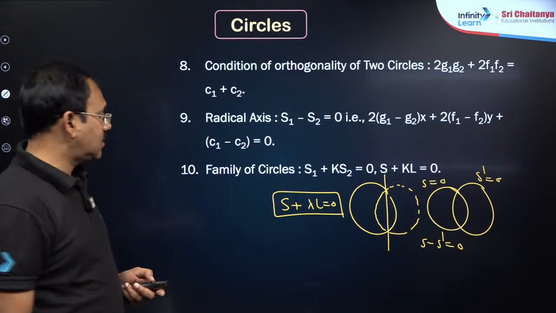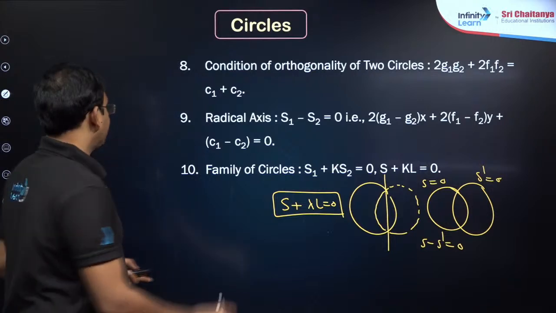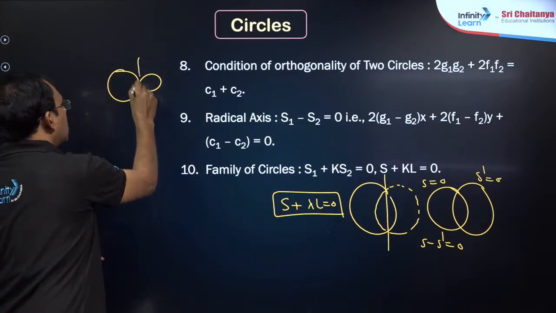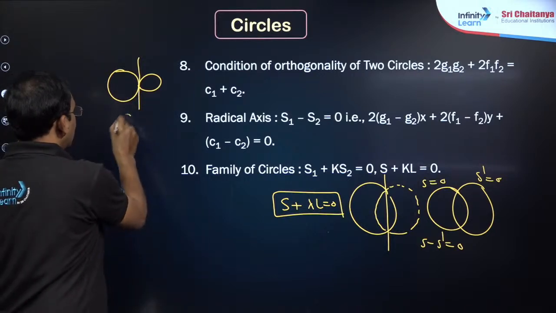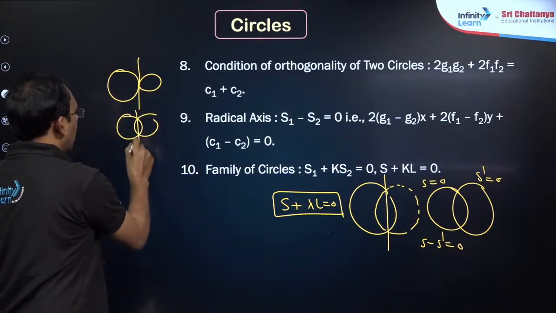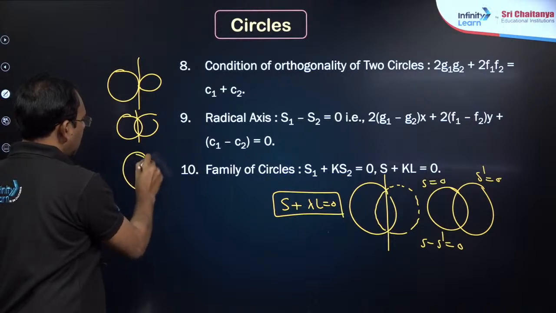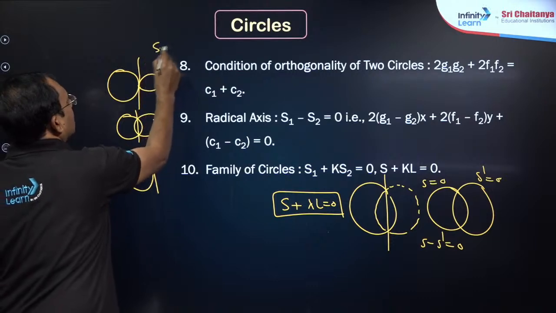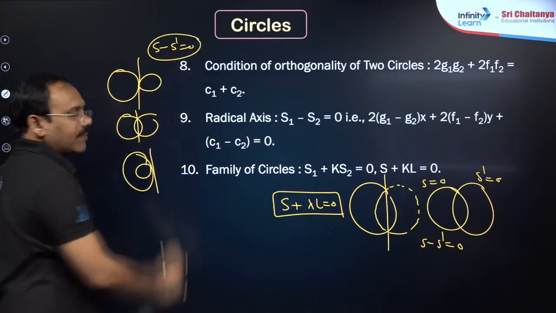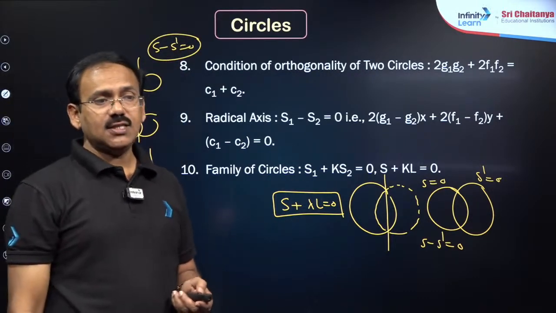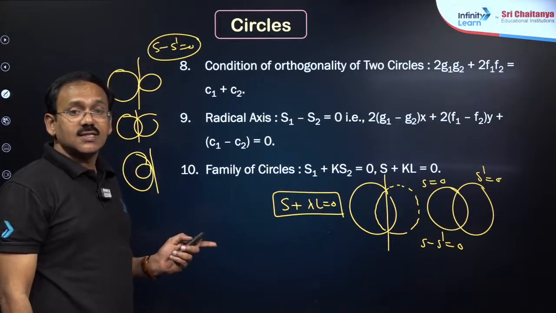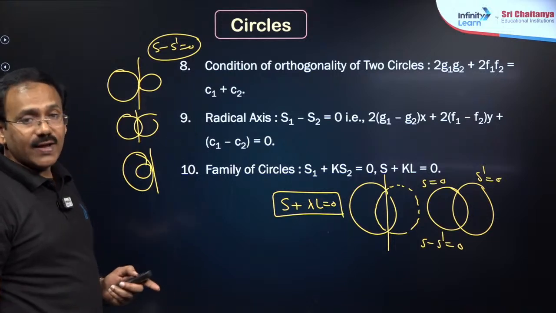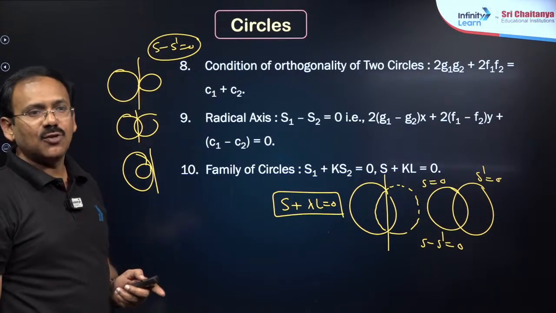Another point, my dear friends, if two circles are given and they touch each other externally, this is the common tangent; if they cut each other, this is the common chord; if they touch each other internally, this is the common tangent. For all the three, the same formula, S minus S dash is equal to 0, do remember. So that is the radical axis for these two. If two circles touch each other externally or internally, or have a common chord, it is given by S minus S dash is equal to 0, my dear friends.